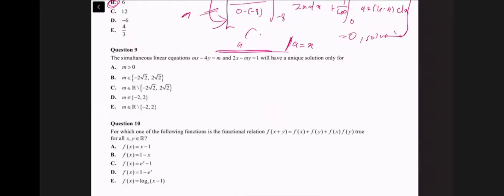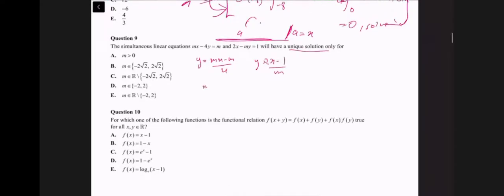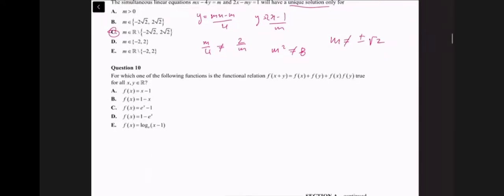Anyways, so simultaneous equations, so just find in a convenient form first. So y is 2x minus 1 on m. So if they're having a unique solution, then the gradients aren't equal to each other. So m on 4 does not equal 2 on m. So m squared does not equal 8. So m is not equal to plus or minus root 2. So the answer that corresponds with that is just C.